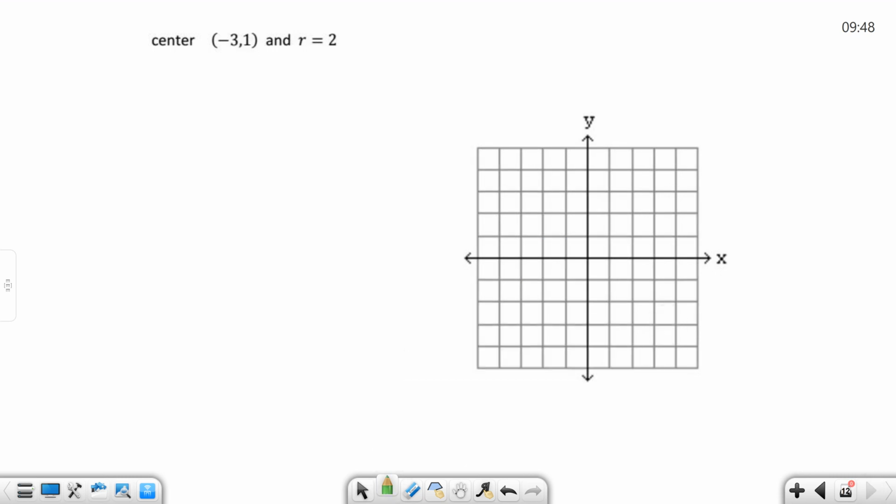So then here, the center is negative 3, 1. So we go negative 3 on the x and up 1 on the y. There's the center. From that point, the radius is 2. We go up 2. We go down 2. We go left 2. And right 2. And those are all points on my circle. So then we come up here and, that's not good. I can already tell that's not good.